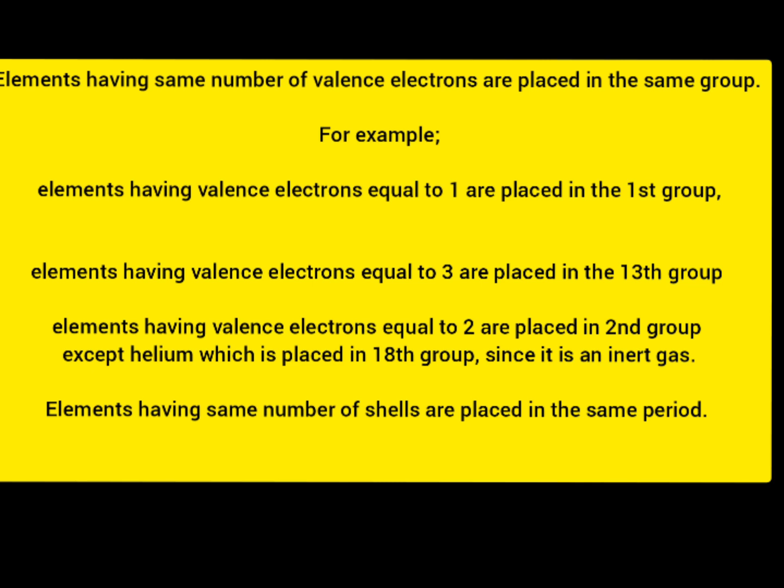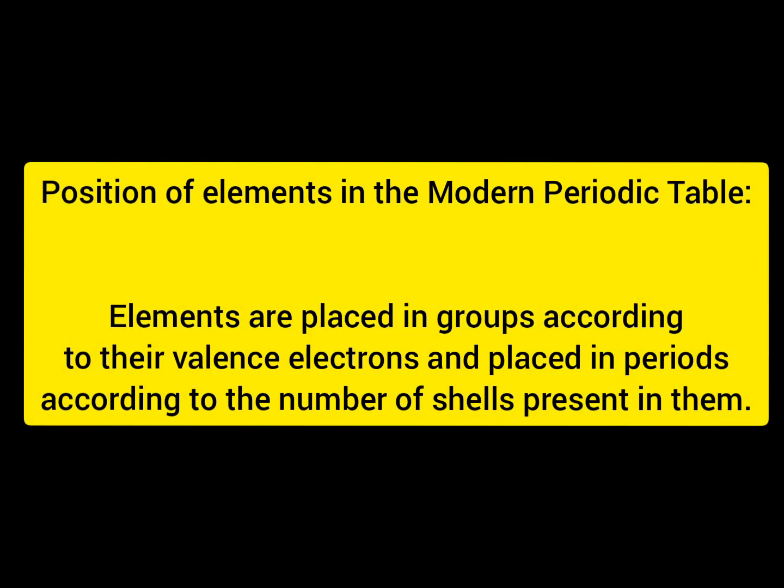Elements having the same number of shells are placed in the same period. Next is about the position of elements in the modern periodic table. Here, the elements are placed in groups according to their valence electrons and placed in periods according to the number of shells present in them.